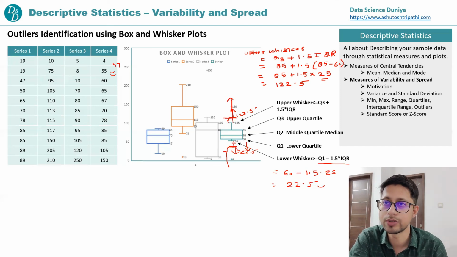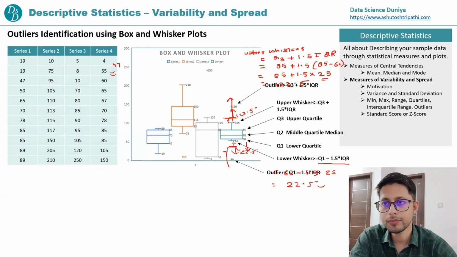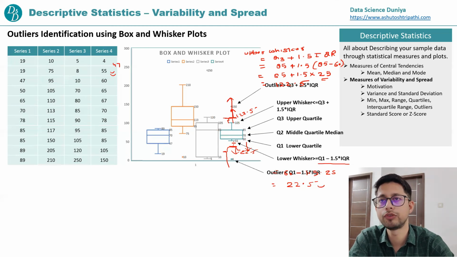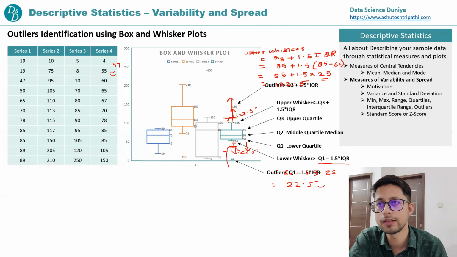These are the whiskers. This is the upper whisker and this is the lower whisker, 115 and 55. So this is about the box plot and whisker plot, guys. Beyond that, 150 is an upper side outlier and 4 is a lower outlier. So in this series 4, we have two outliers, 150 and 4. Similarly, in series 3, we have 250 as an outlier. We don't have any lower outlier.